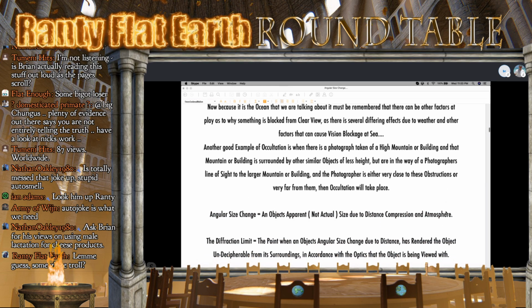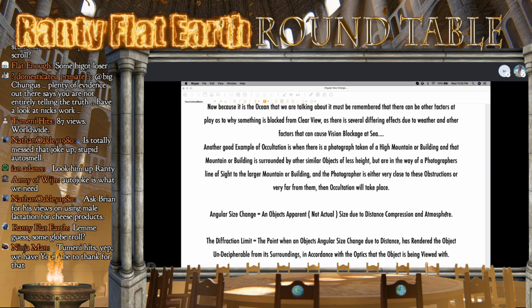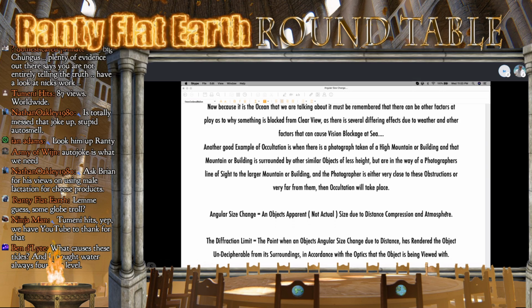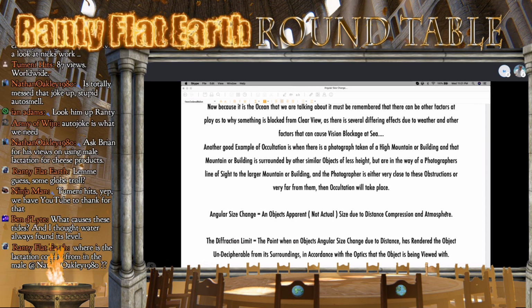Another good example of occultation is when there is a photograph taken of a high mountain or building, and that mountain or building is surrounded by other smaller objects of less height, but they are in the way of the photographer's line of sight to the larger mountain or building, and the photographer is either close to these obstructions, or very far from them, then occultation will take place.